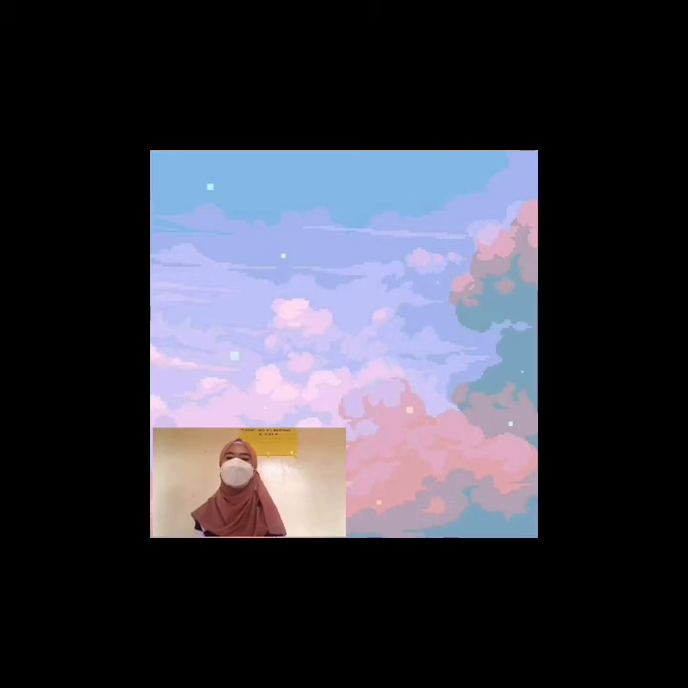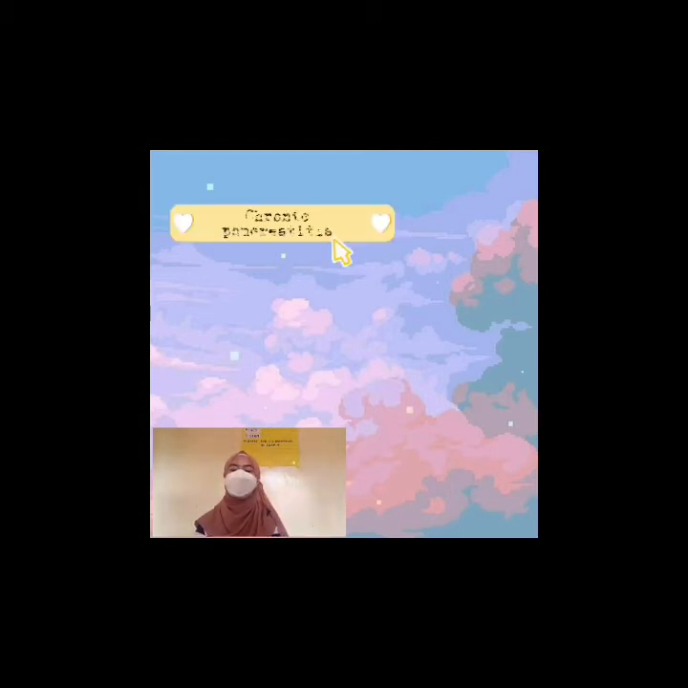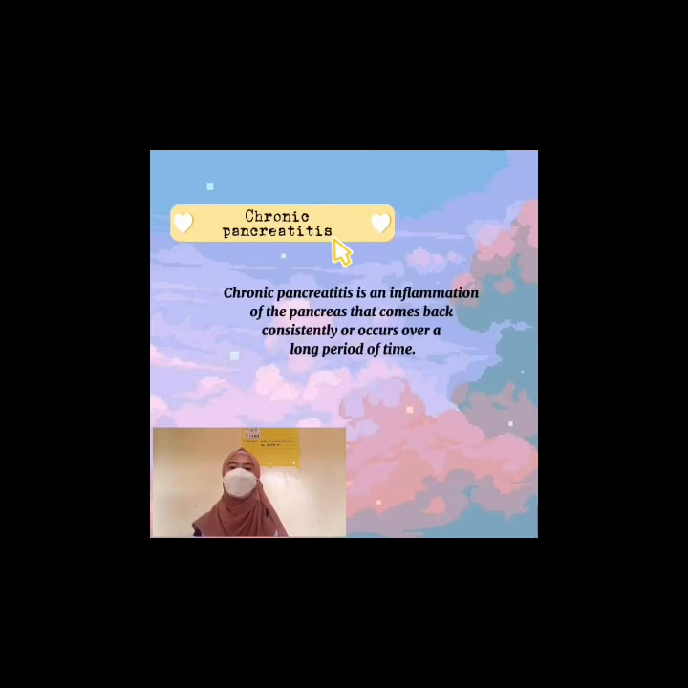Gallstones are the primary cause of acute pancreatitis for adults. The condition can also develop into chronic pancreatitis, especially if a person smokes or drinks alcohol heavily. Chronic pancreatitis is an inflammation of the pancreas that comes back constantly or occurs over a long period of time. People with chronic pancreatitis can have permanent damage to their pancreas and other complications.